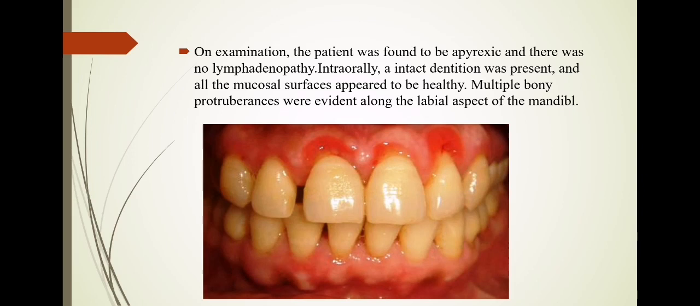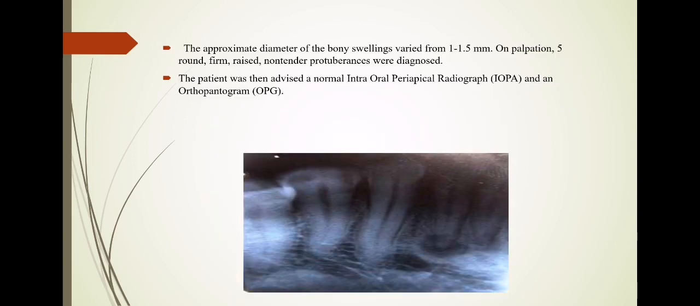Multiple bony protuberances were evident along the labial aspect of the mandible, as we can see in this picture for the patient. The approximate diameter of the bony swelling varied from 1 to 1.5 millimeters. On palpation, 5 round, firm, raised, non-tender protuberances were diagnosed.